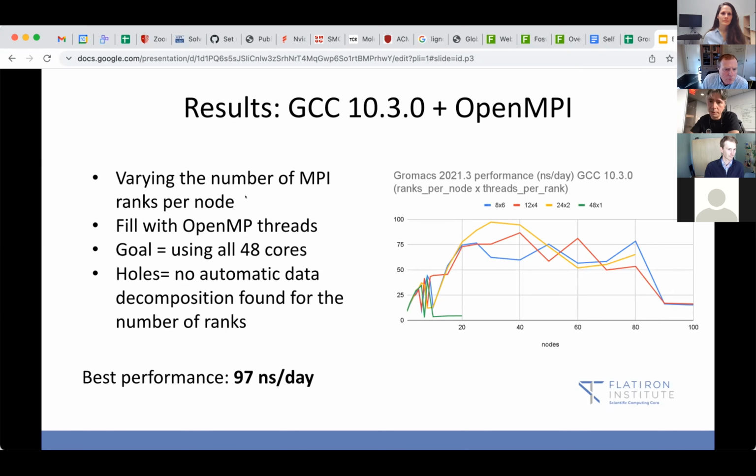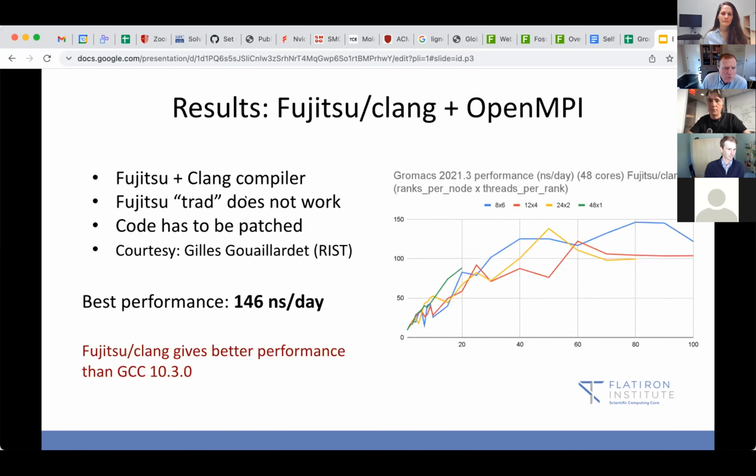The next step was looking into another compiler, which is obviously the Fujitsu Clang with its own version of MPI. The problem here is that it doesn't work out of the box. So the code has to be patched.